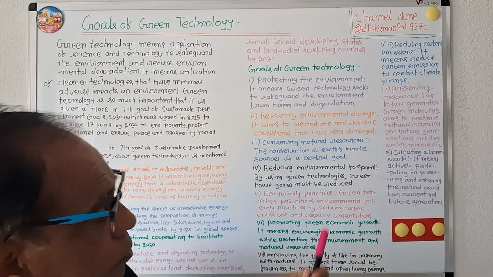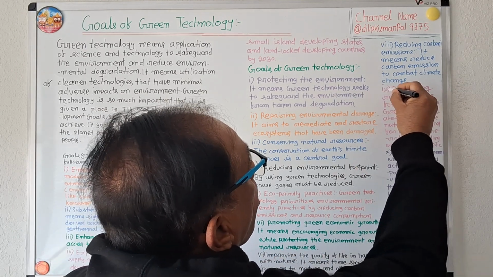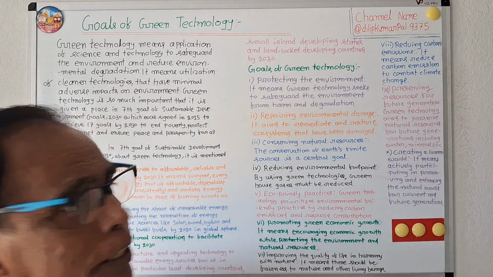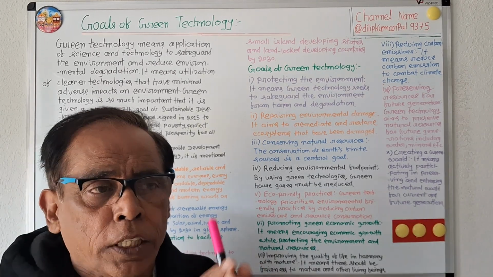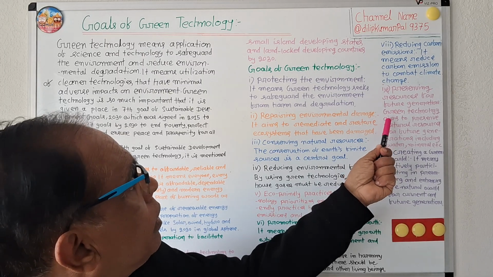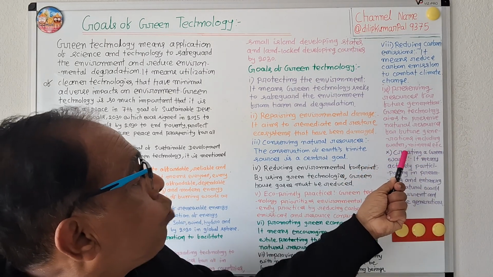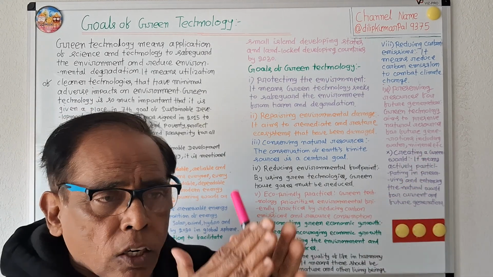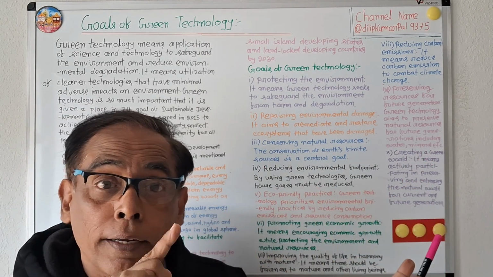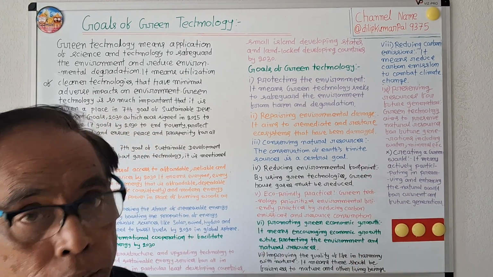Then nine, preserving resources for future generations. Another objective of green technology is to preserve resources for future generations. Green technology aims to preserve natural resources for future generations, including water, raw materials, and minerals.